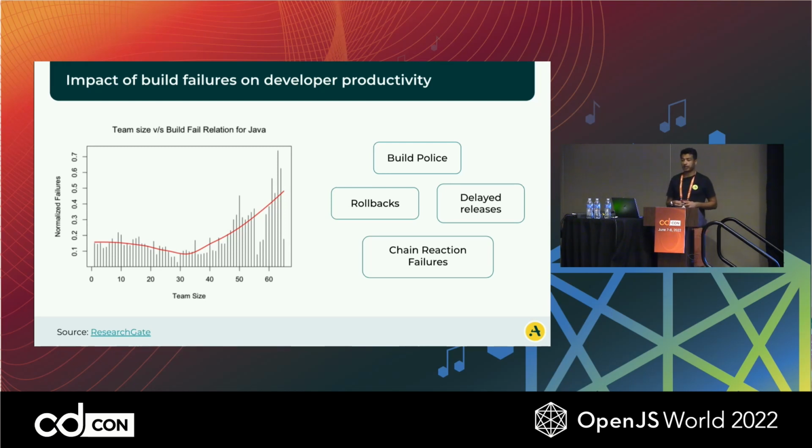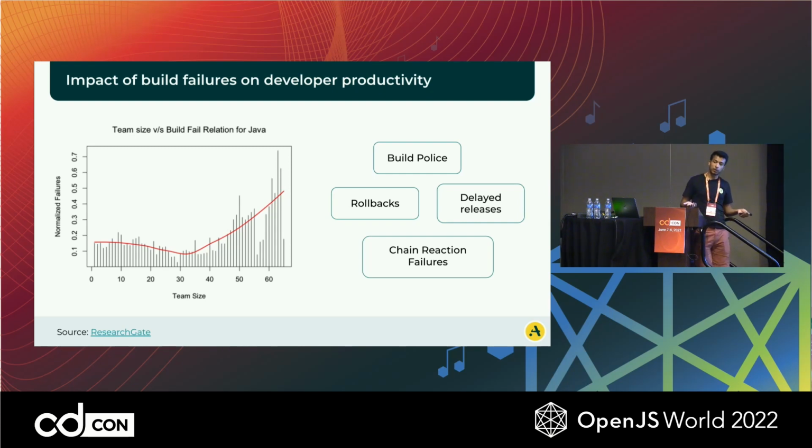So why is build failure something we should be worried about? The impact of build failures can be significant for developer productivity. As your team size increases, the number of build failures also keeps increasing. If you have over 50 or 60 developers in your organization, you will start seeing a lot more build failures happening in your mainline.